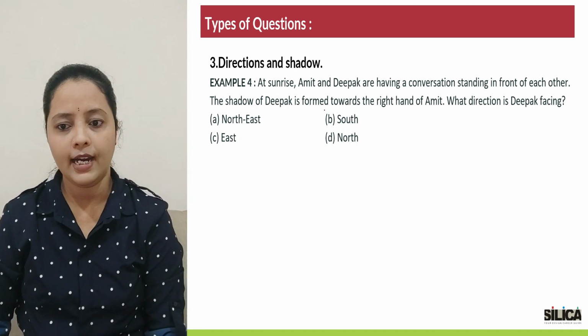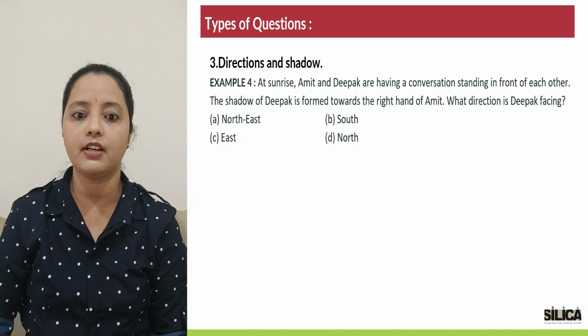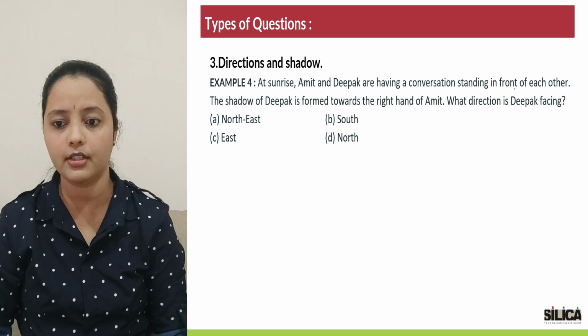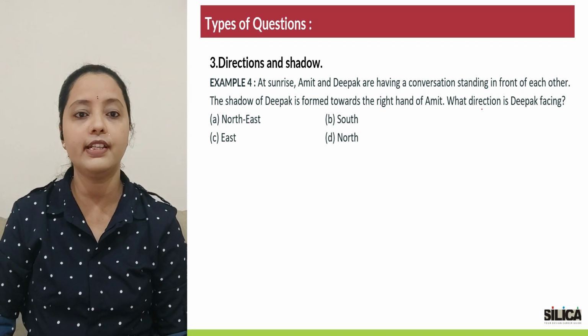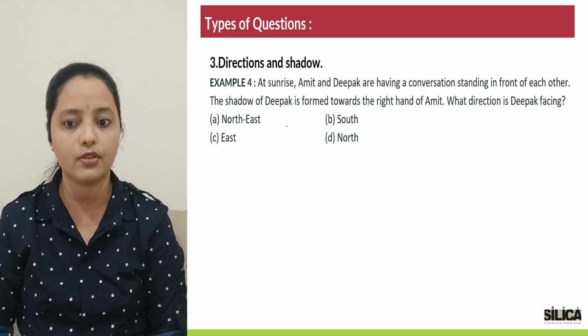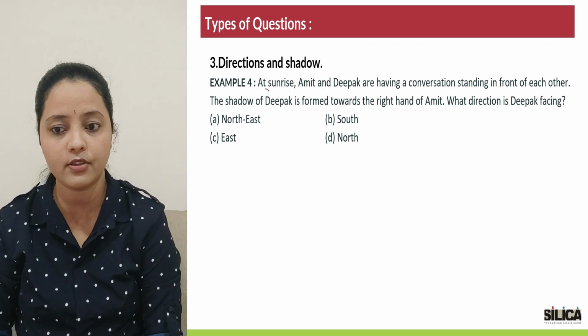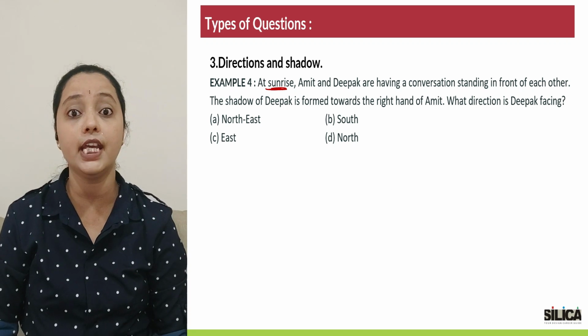What are they saying? At sunrise, Amit and Deepak are having a conversation standing in front of each other. The shadow of Deepak is formed towards the right hand of Amit. So what direction is Deepak facing? Now how would we solve this question? First of all, where is your light source? It's at sunrise, so it's in the east direction.